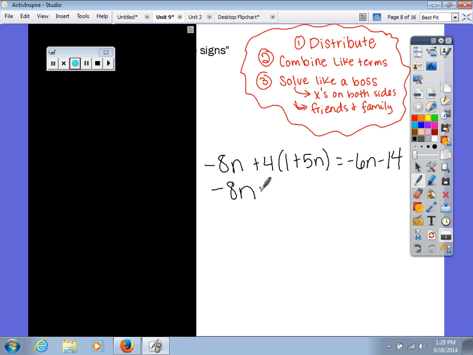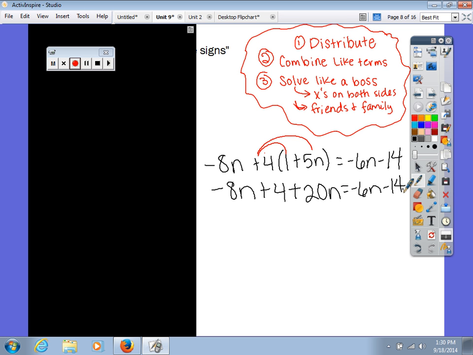But this time I'm going to distribute out positive 4 times 1. And since that would be positive 4, that's why I put plus 4 down here. Then I'm going to distribute again. Positive 4 times positive 5 is a positive 20. N equals negative 16 minus 14. Just bring that down.